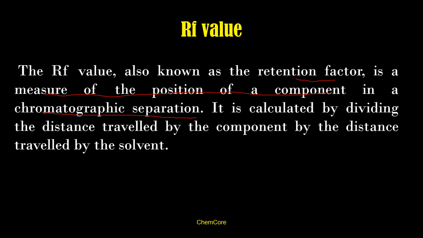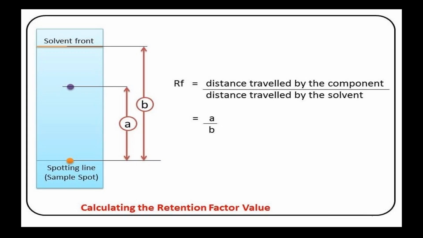How to calculate it? It is calculated by dividing the distance traveled by the component by the distance traveled by the solvent. Means कि component ने जो distance travel किया है उसे हमने divide कर देना है जो distance travel किया है solvent ने. What we call solvent front.